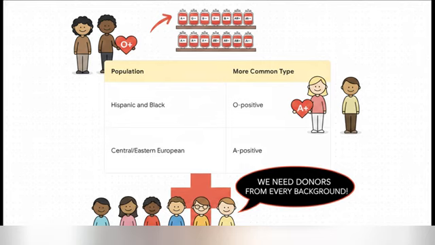And that distribution isn't just uniform everywhere. It varies heavily by genetics and region. For instance, O positive tends to be even more prevalent among Hispanic and Black populations in the U.S., while A positive is especially common among individuals of Central and Eastern European descent. This beautifully illustrates exactly why blood donation centers are constantly pleading for diverse donor populations. To keep those rare combinations available on the shelves, we absolutely need donors from every background imaginable.